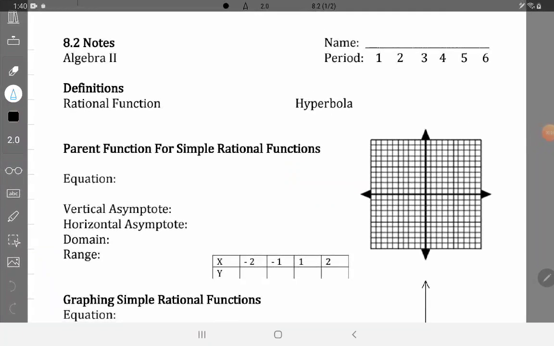Welcome back to Scholar Strife, doing some math. Today we'll be graphing simple rational functions.